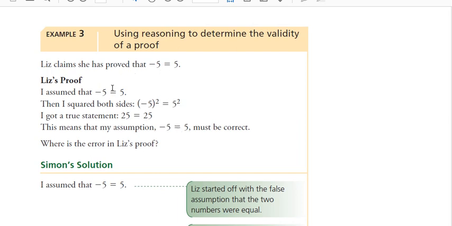And so Liz does this. She starts off with a basic premise of -5 equals +5. She squared both sides to show that the square of those two equal values are also equal. And since 25 equals 25, she has proven that -5 equals +5. Okay? So there's something wrong with this proof, right? And if you haven't already seen that, it's the basic assumption or the premise that she started with that is invalid.